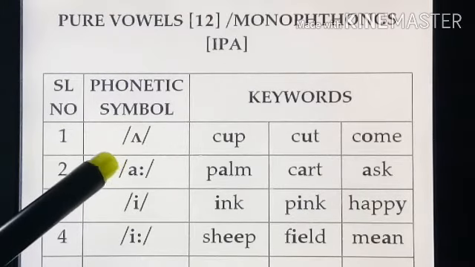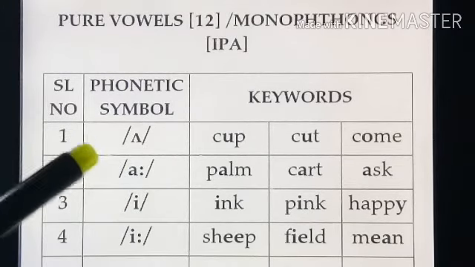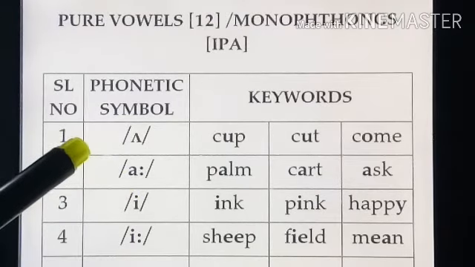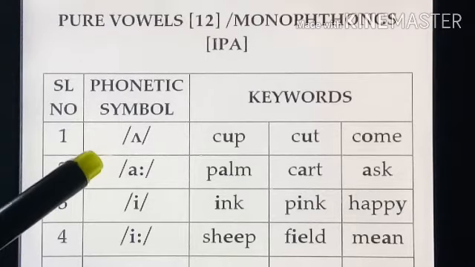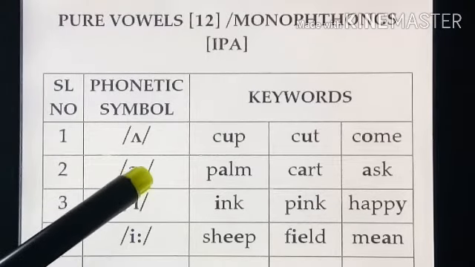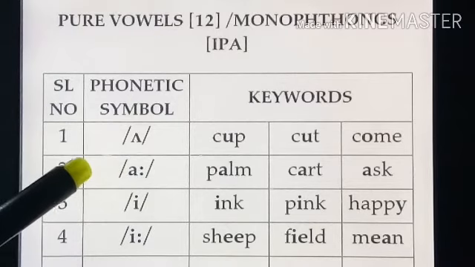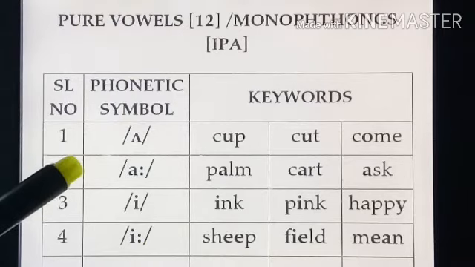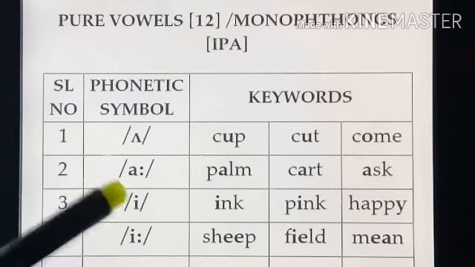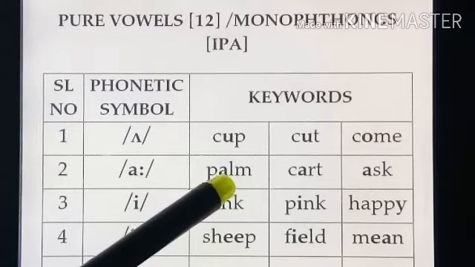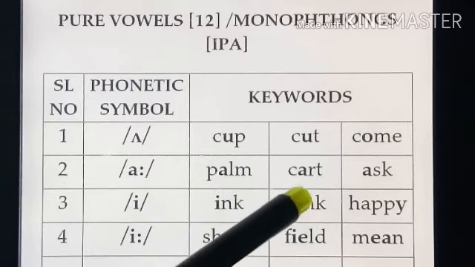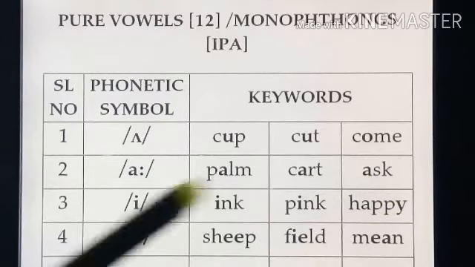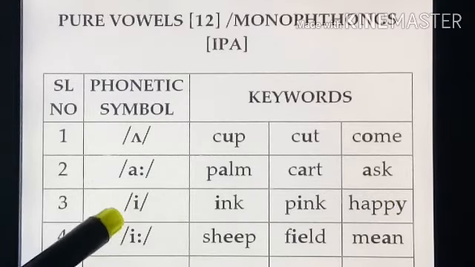Here we have to understand that these two slanty lines always indicate that these are not the letters, they are the representation of the sounds that we are learning. Next, two dots always indicate the sound is a lengthy one, not a short one. So that colon symbol indicates the length of a sound: P-A-L-M, palm, C-A-R-T, cart, A-S-K, ask. The third one is the short sound as in ink.